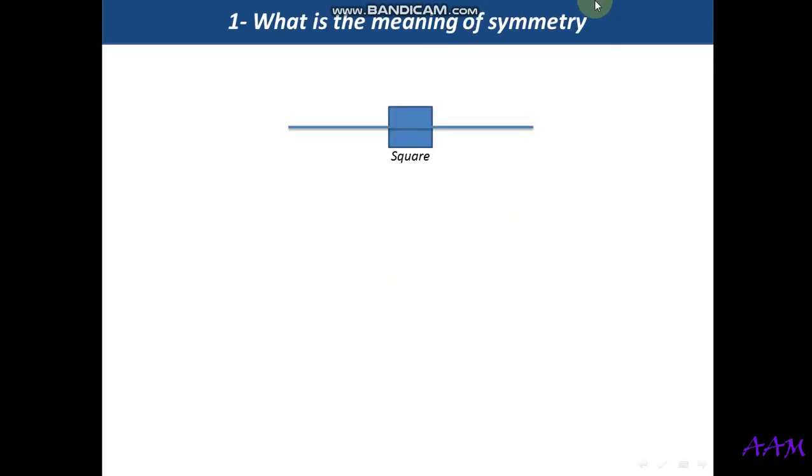Horizontal symmetry: I cut the shape horizontally into two halves, and then I see, does the upper part look like the lower part? Do they look like a mirror, like this is a reflection of this one? When you feel that the lower part is a reflection of the upper part, that means we have horizontal symmetry. Yes, horizontal symmetry does exist.